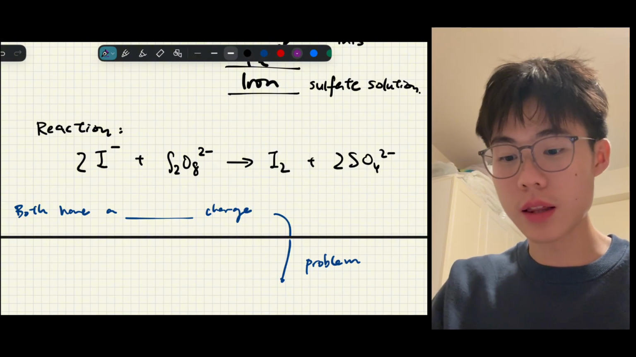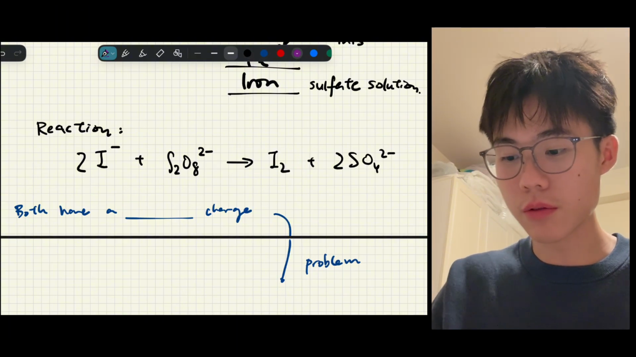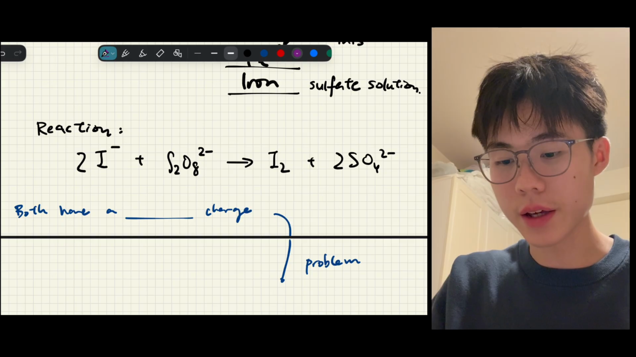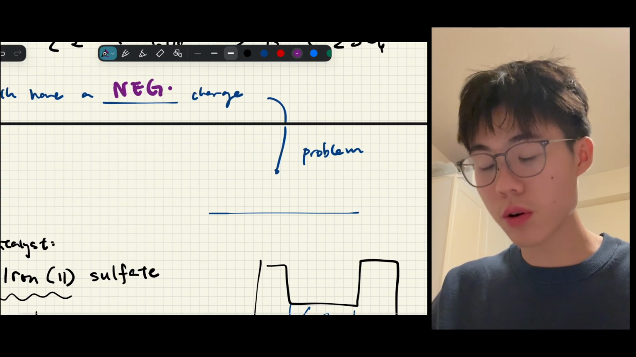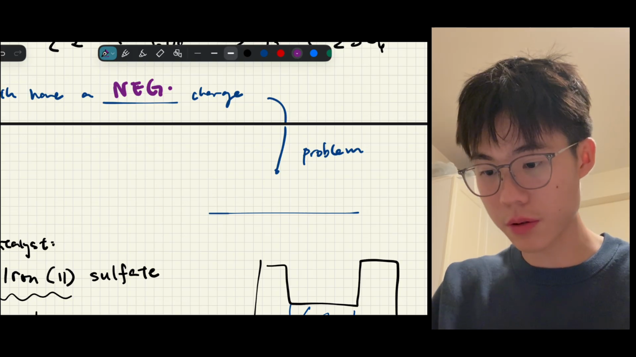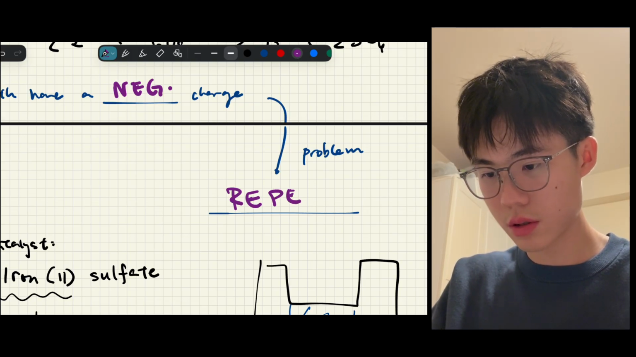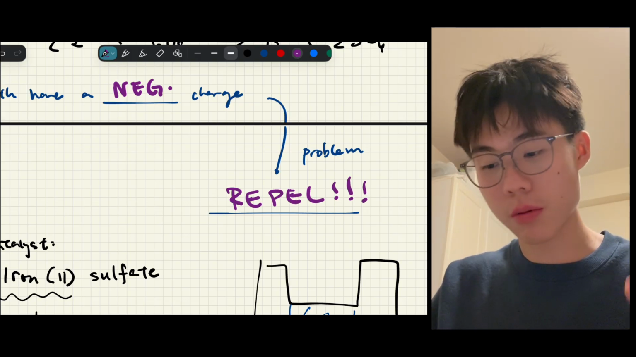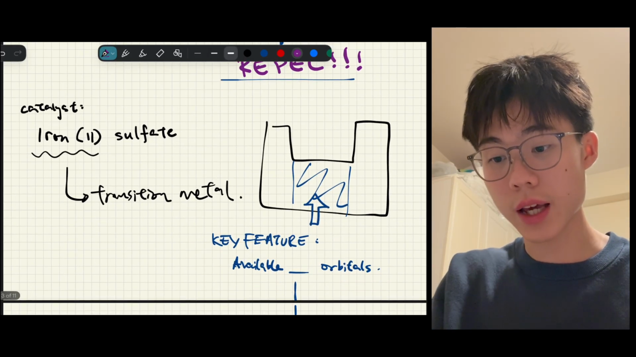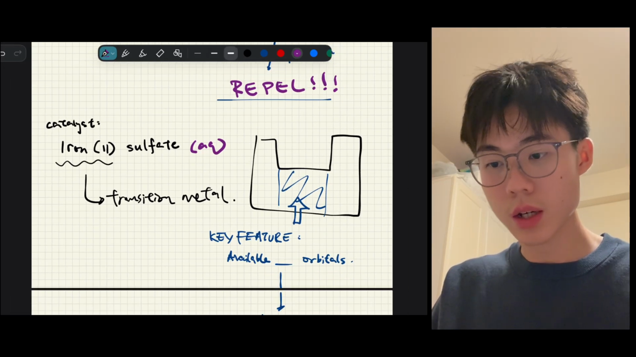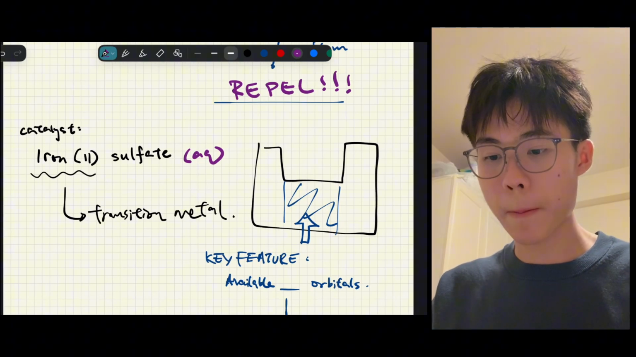So let me write some notes here. Both have a negative charge, and so the problem is that they are going to repel. Big problem. And so we chose the catalyst, iron(II) sulfate, aqueous, because the reaction is aqueous.